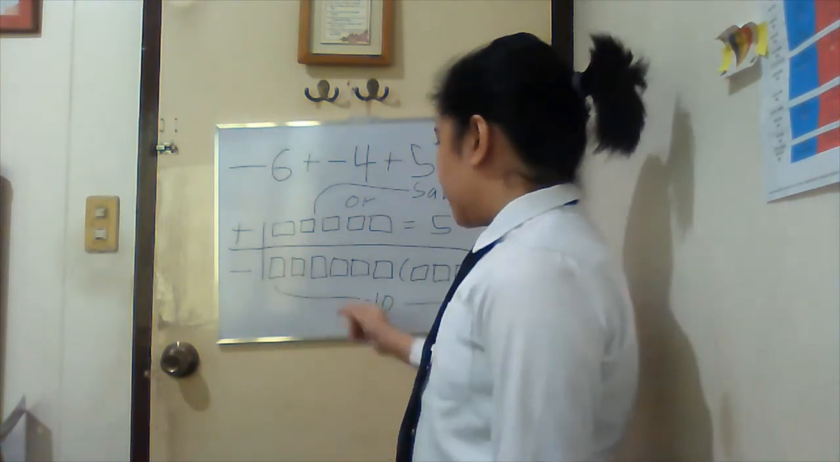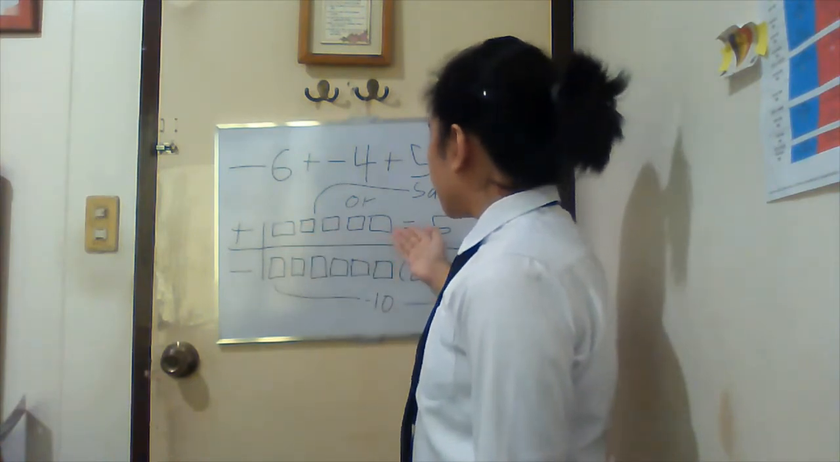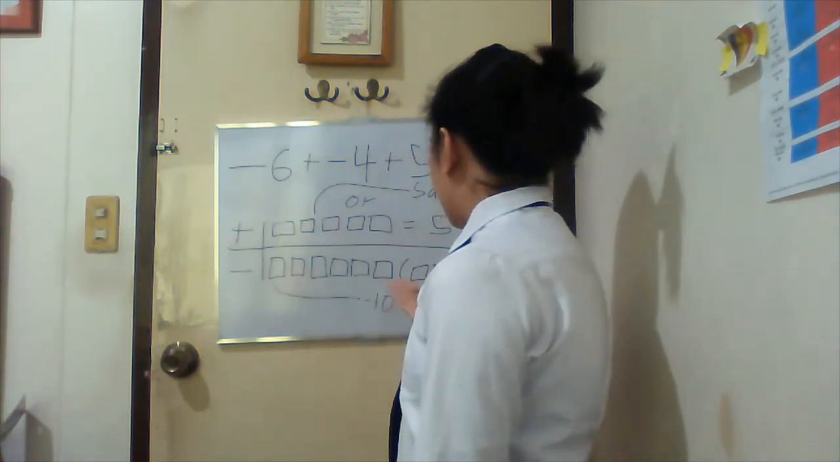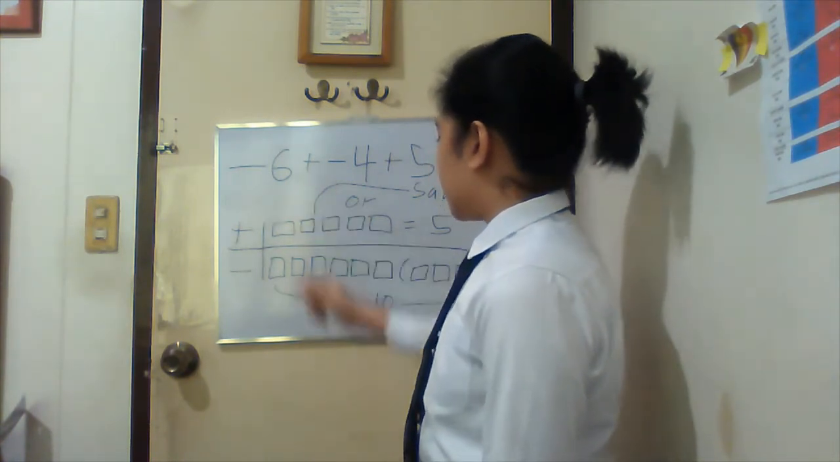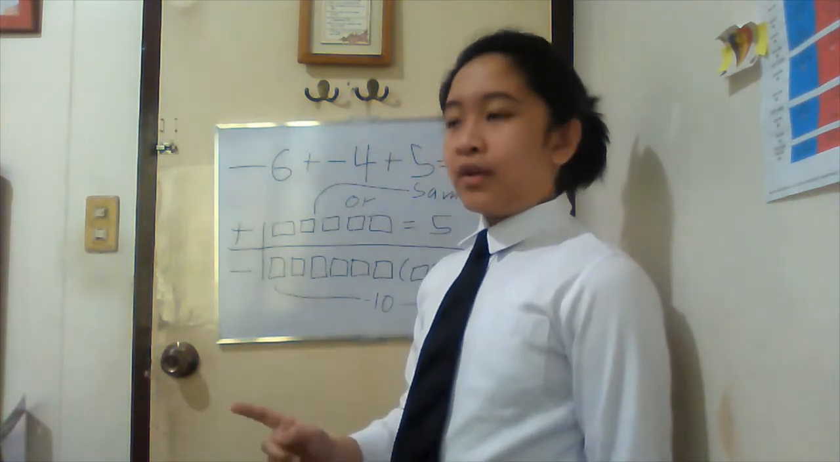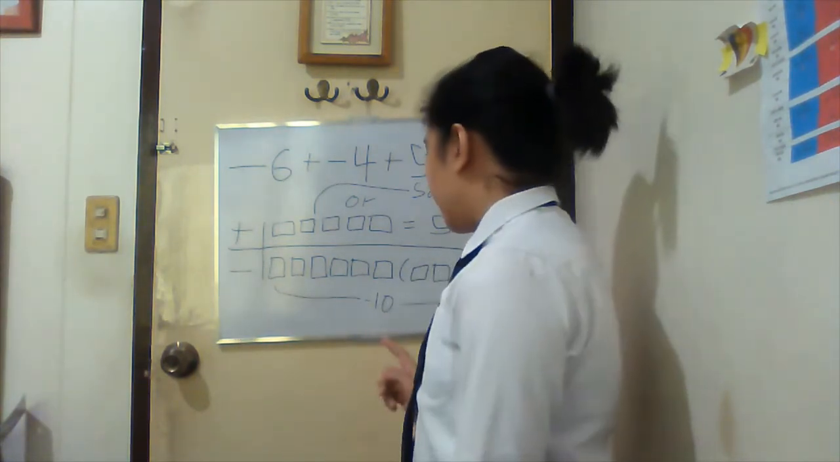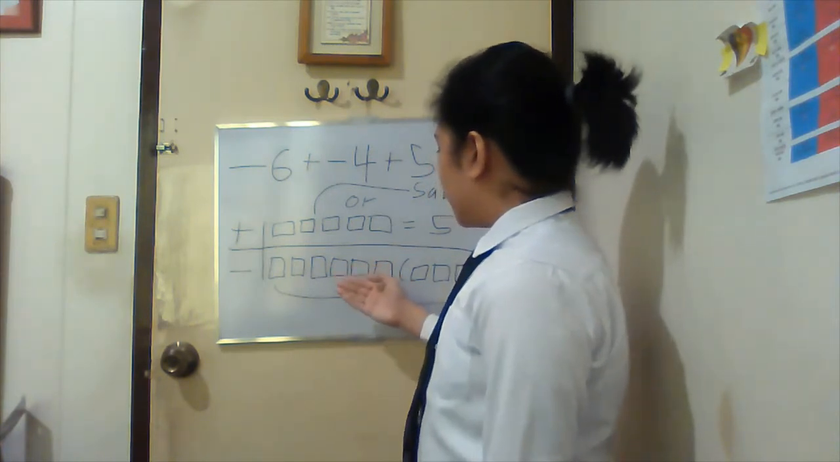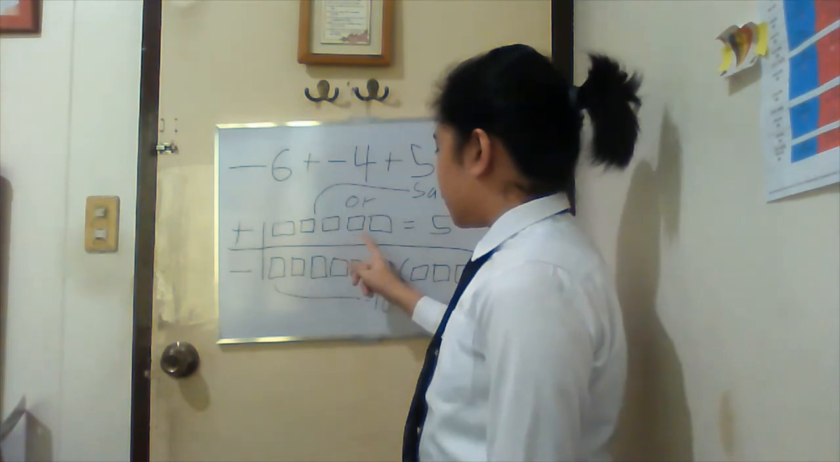And now let us go to our tile technique. So these are 5 tiles, which represent this. And these are 10 tiles, 10 negative tiles that represent both of these. So let us count the remaining tiles. So, let's pretend that this is subtraction.